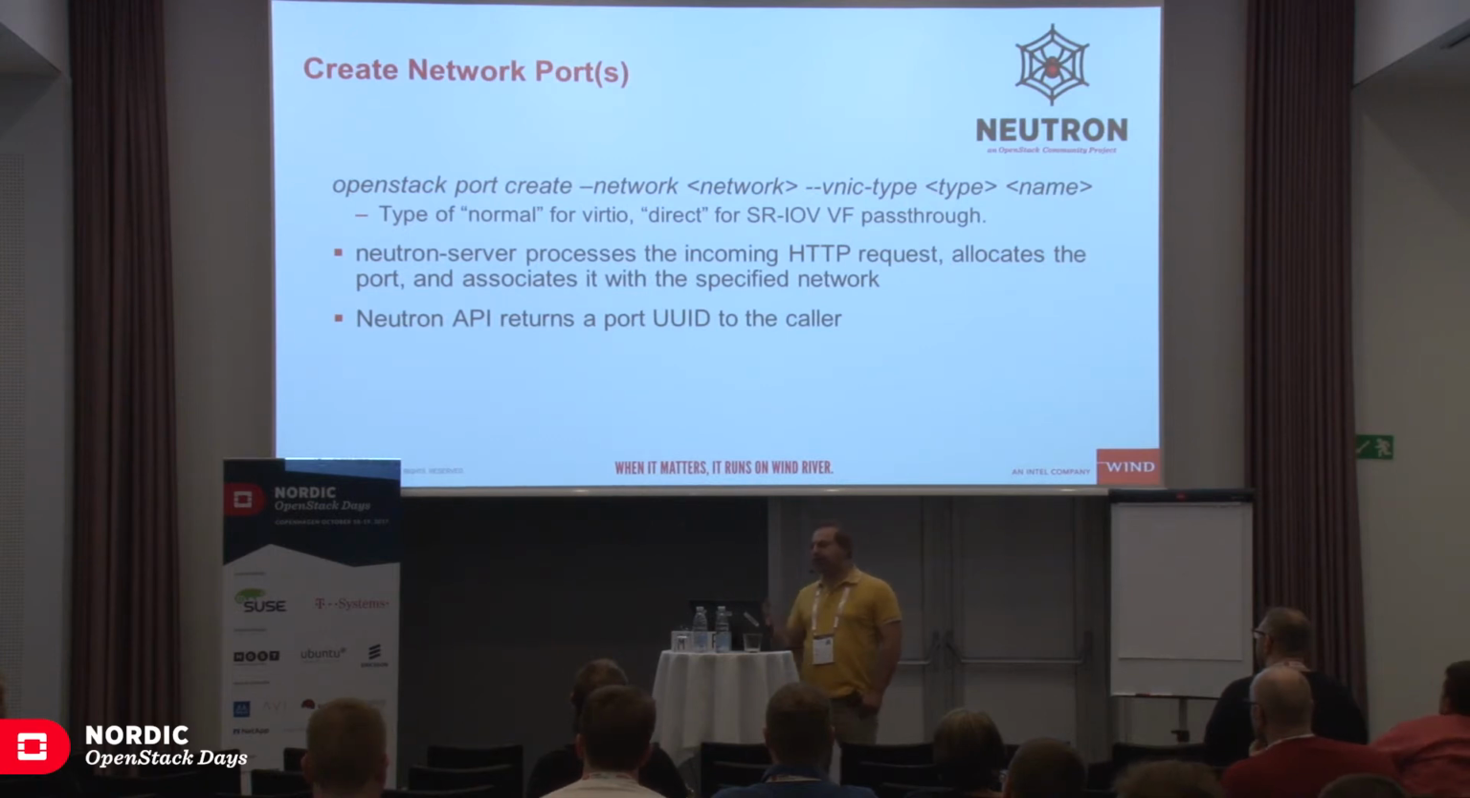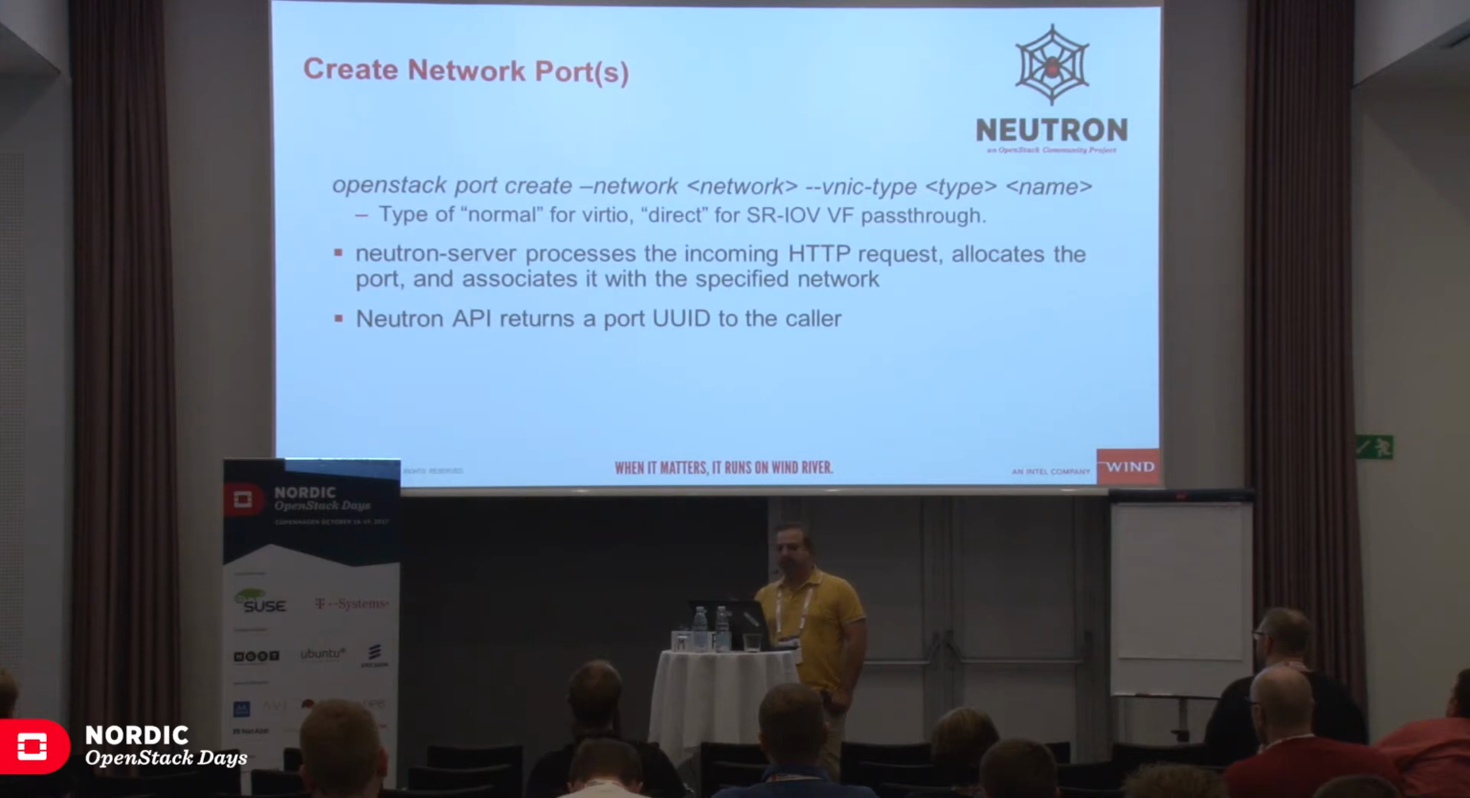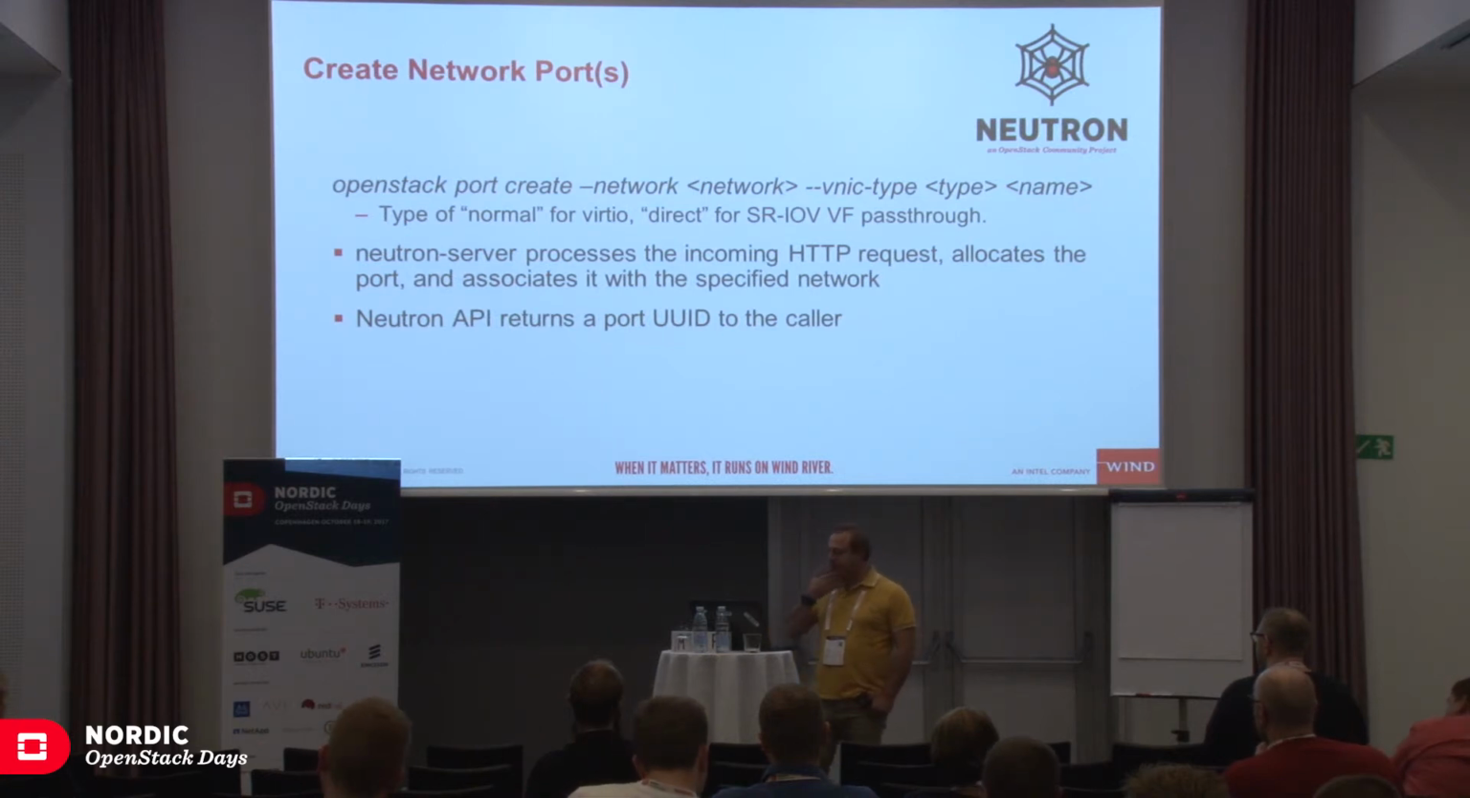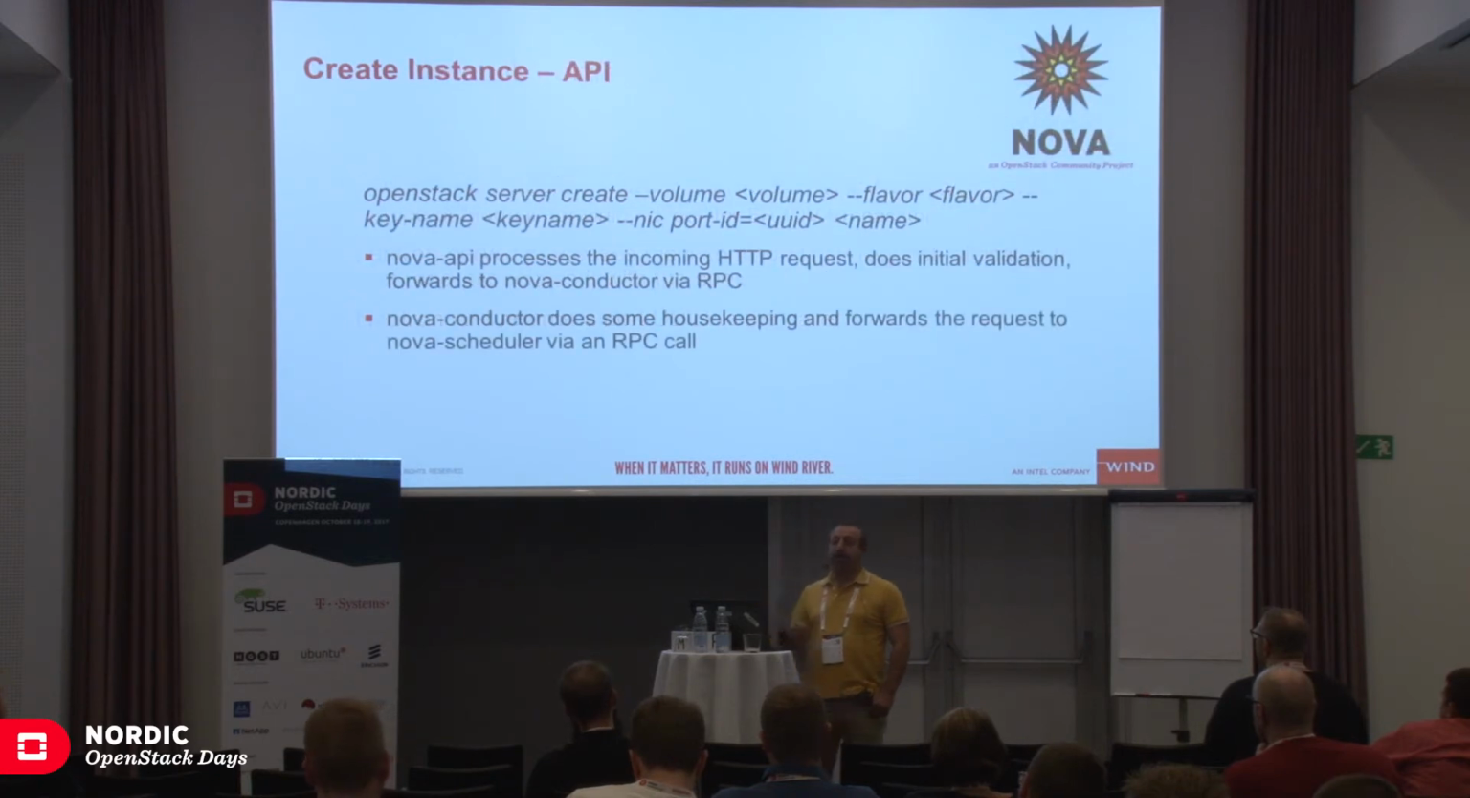When we run this, the Neutron server gets the request, validates the request, and also allocates the port you need, and associates that port to the network that you specify. When it's done, it does some housekeeping to save the information in its database, and also returns the API response to the caller. Now we have the image in place, we have a volume in place, we have networking in place.